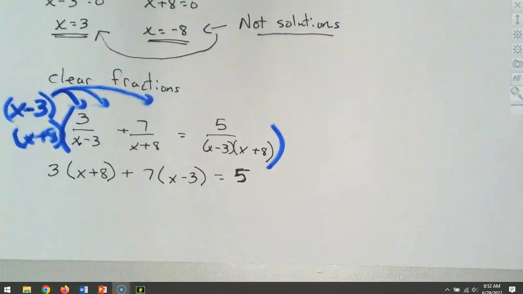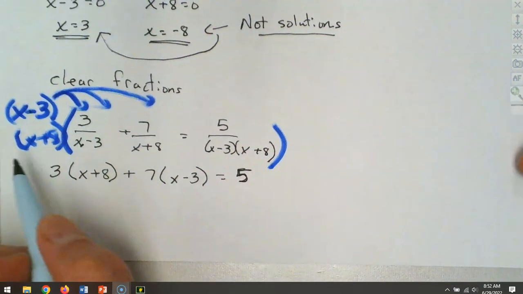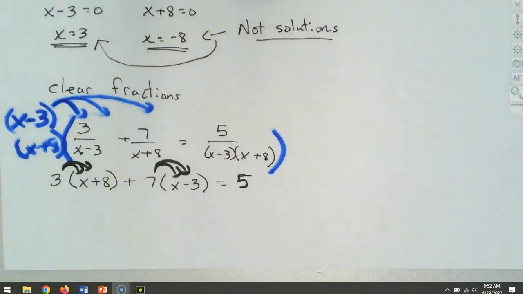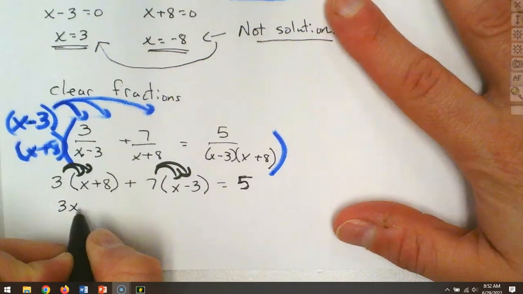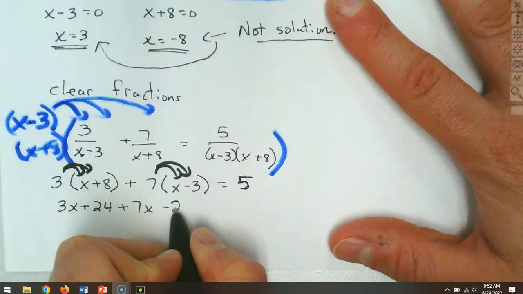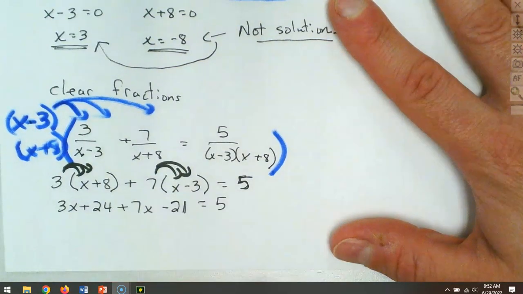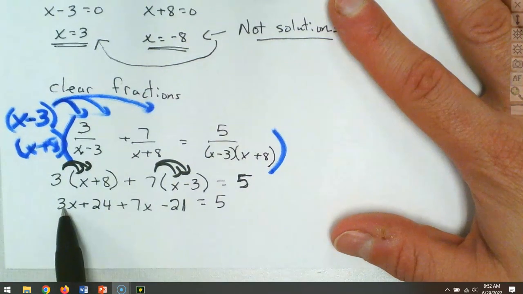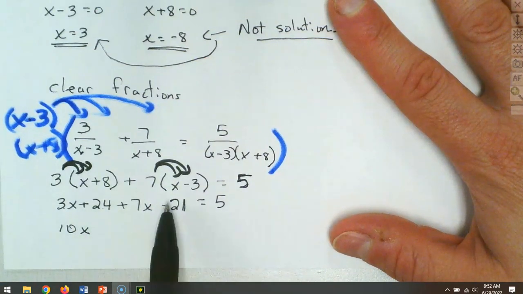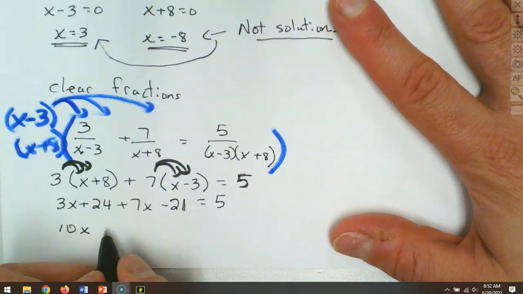Now all we do is distribute, and we solve it. So most of it is now done. So we distribute that 3 through, and we distribute that 7 through. So we'll distribute both of those through. And that gives me then 3x plus 24 plus 7x minus 21 equals 5. And we'll clean this up a bit. So 3 and 7 makes it 10 when we put those together. So that's 10x. And 24 minus 21, that makes that then a positive 3.